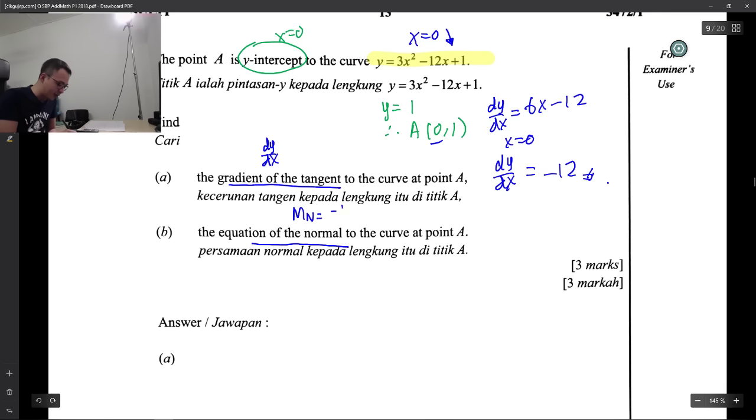Gradient of normal is negative 1 over gradient of tangent. So I find the gradient of normal first. So it will be negative 1 over the gradient of tangent, which is negative 12, right? So the gradient of normal is 1 over 12.